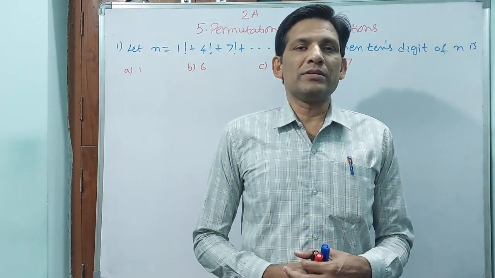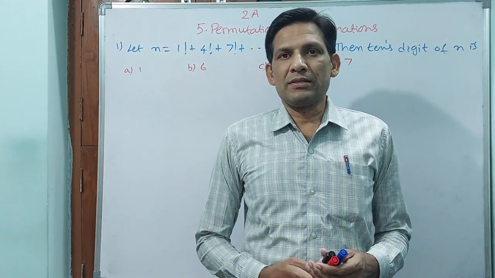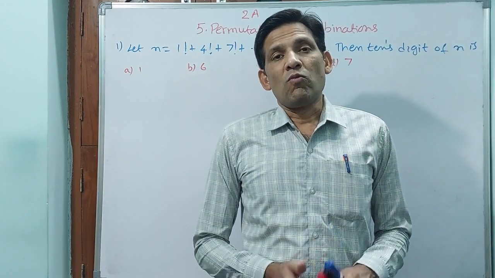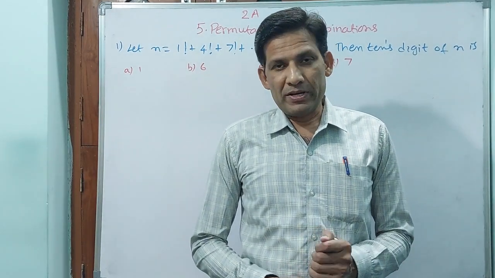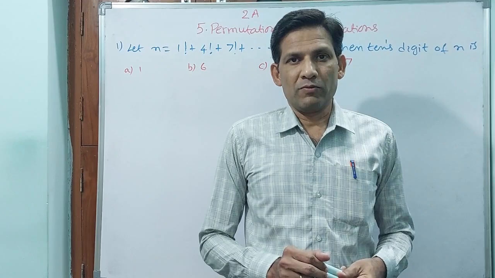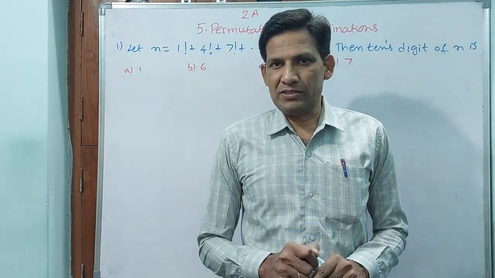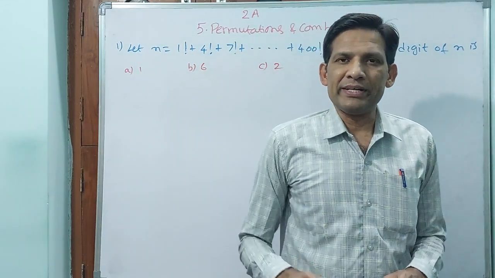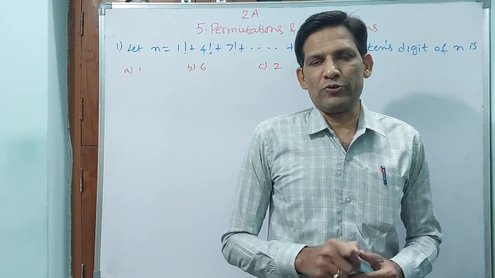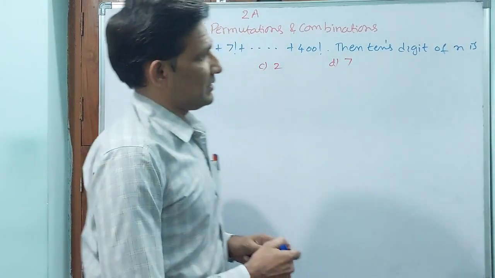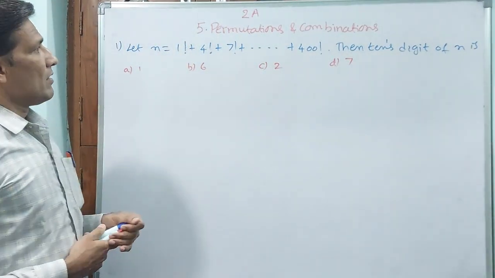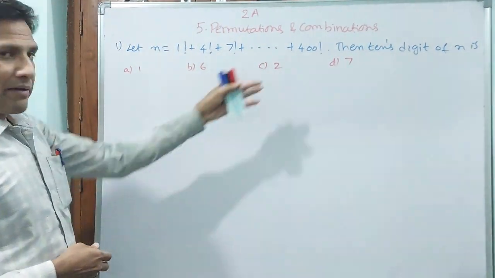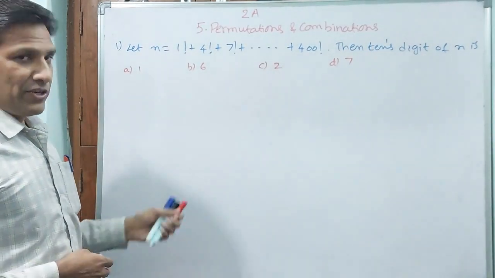Okay, dear students, we are in EAMCET mathematics and now we want to start a new chapter from 2A: permutations and combinations. This is the 5th chapter. 1A and 1B we have completed, and now in 2A we are doing the 5th chapter, permutations and combinations. See, first question. I will write this afterwards.